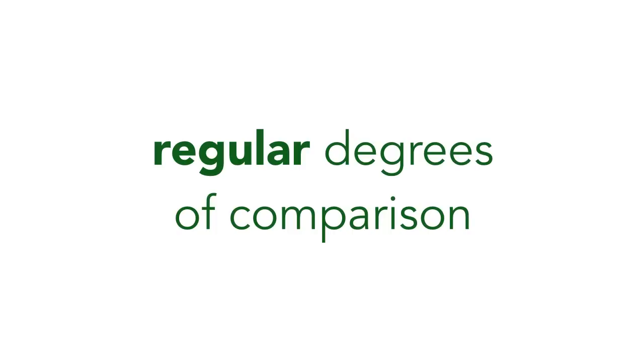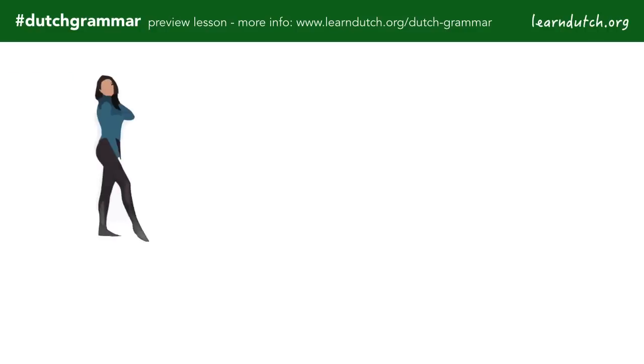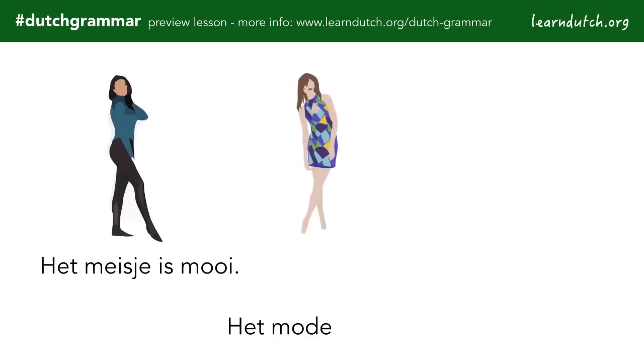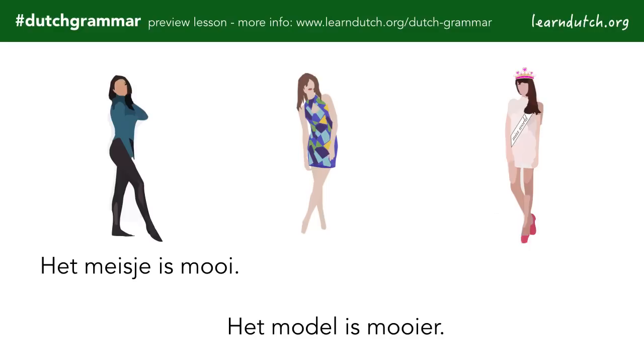Have a look at these examples. Het meisje is mooi. The girl is beautiful. Het model is mooier. The model is more beautiful. Miss World is het mooist. Miss World is the most beautiful.